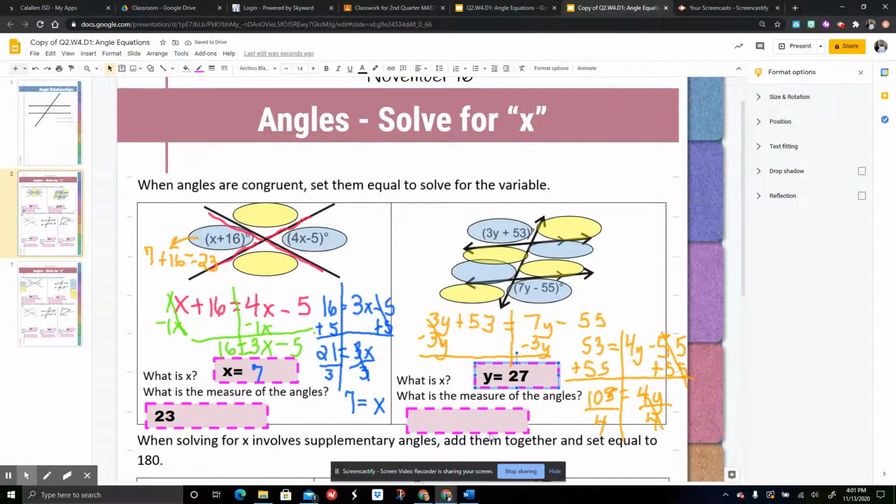And then what is the measure of the angles? To find the measure of the angles, you would put 27 in for y in one of these. So for this one, it would be 3 times 27 plus 53. And again, you could put that in the calculator or do it by hand. You multiply 3 times 27 and add 53, you would get 134 degrees. And because these two angles are congruent, you don't have to do it twice. You only have to do it once. Both angles are 134.